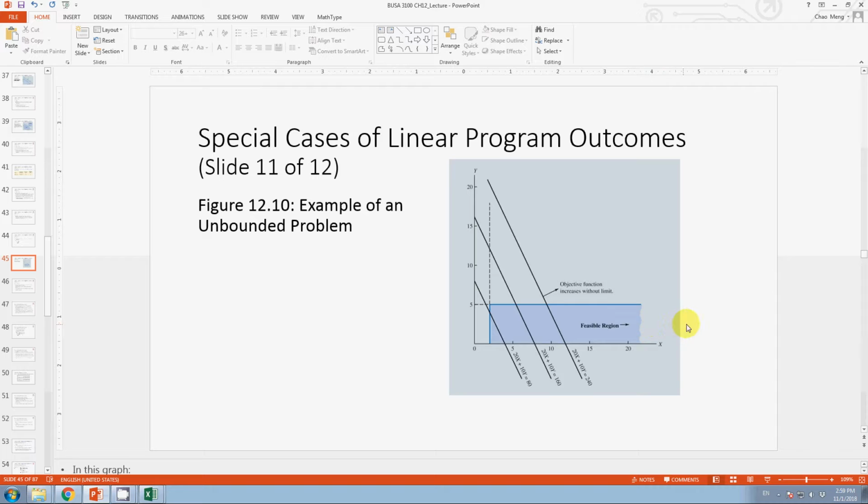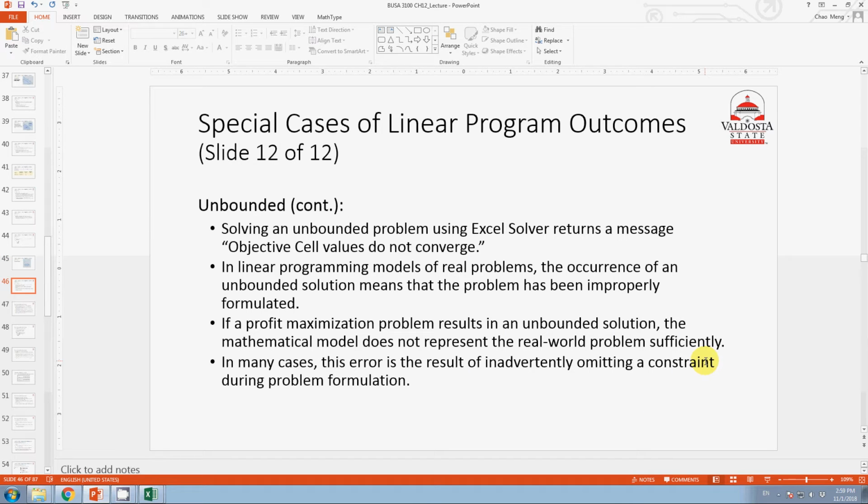So it can be extended to x infinitely large, so we don't have a solution. There's no actual objective function value. If we solve this kind of problem in Excel, it will tell us, hey, objective cell values do not converge, so there is no ending of the search. So we have to revisit our modeling and our problem to see what happened. So that's unbounded.